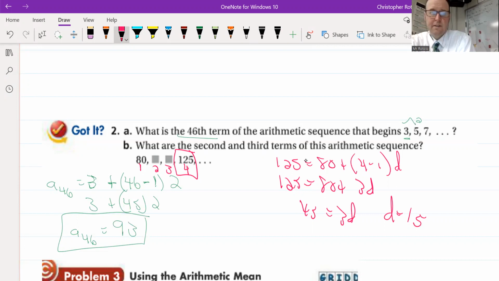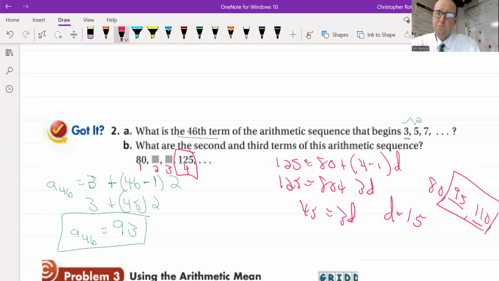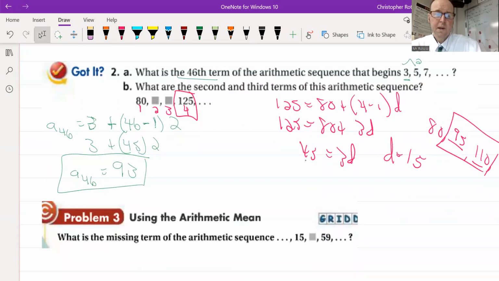Is that my answer though? No, we want to know what comes after 80. So it'll be 80, then we have 95, then we have 110, and those are my answers right in the middle. And I want to just make sure that works. If I add 15, do I get 125? I sure do. So those are the things that we were working with. Okay, so that's what happens if we have a whole mess.